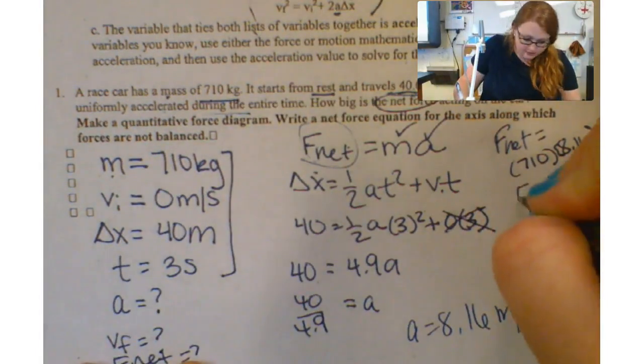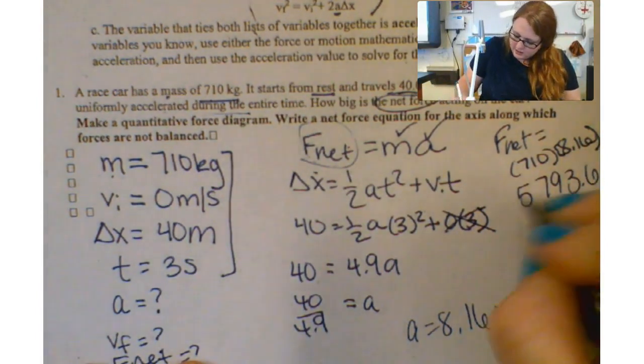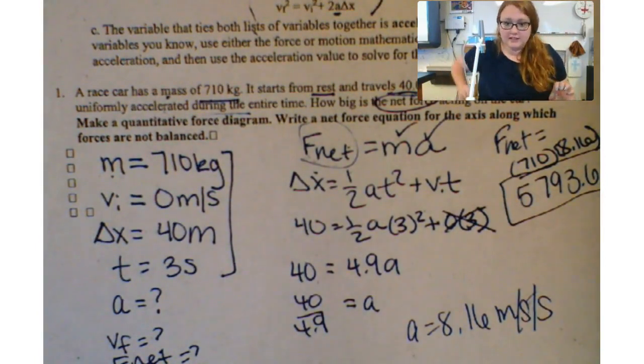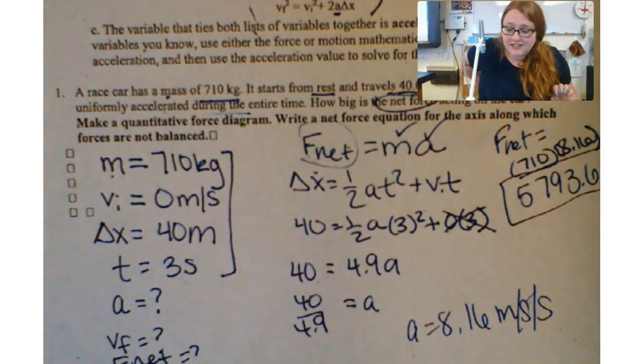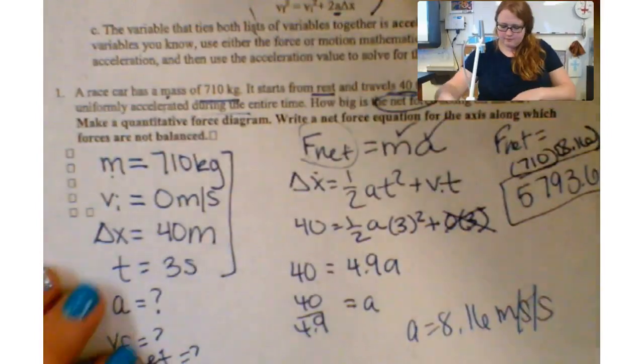That's, wow, 5,793.6 newtons. Depending on if your instructor wants you to use sig figs, I don't really fool around with sig figs. Sometimes I round, sometimes I don't. To me, it really doesn't matter. I guess if I was going to use sig figs, I would use 2 sig figs in my answer. So that would be, I think, 5,800 newtons.